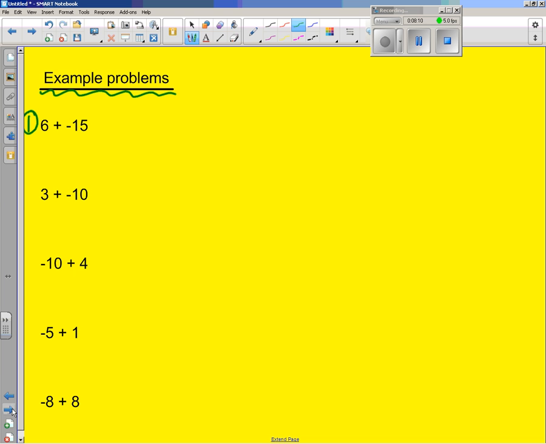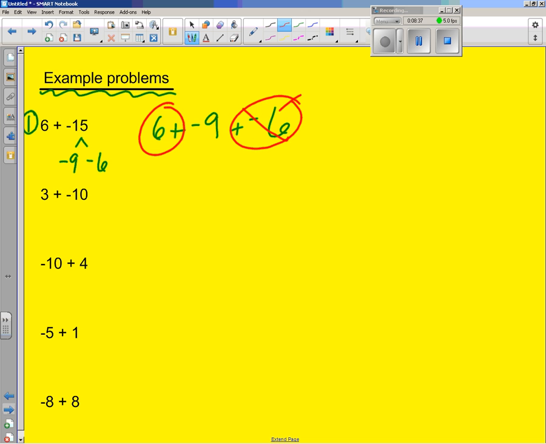So this first problem, we have 6 plus negative 15. I can take this negative 15 and split it up into negative 9 and negative 6. Those are the parts of negative 15. If I rewrite my expression, I'm going to have 6 plus negative 9 plus negative 6. And I have two numbers that are additive inverses that will cancel each other out, leaving me with my answer of negative 9. Let's go through the next one.